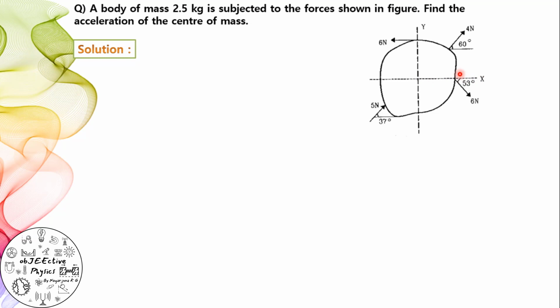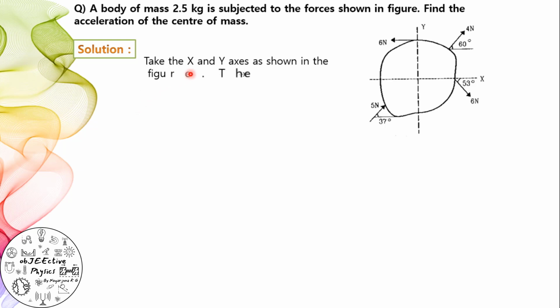In the coordinate system, in the first quadrant, a 4 Newton force is acting on the body, making an angle of 60 degrees with the horizontal. In the second quadrant, a 6 Newton force is acting along the negative x direction. In the third quadrant, a 5 Newton force is acting on the body, making an angle of 37 degrees with the horizontal. And in the fourth quadrant, a 6 Newton force is acting, making an angle of 53 degrees with the horizontal.